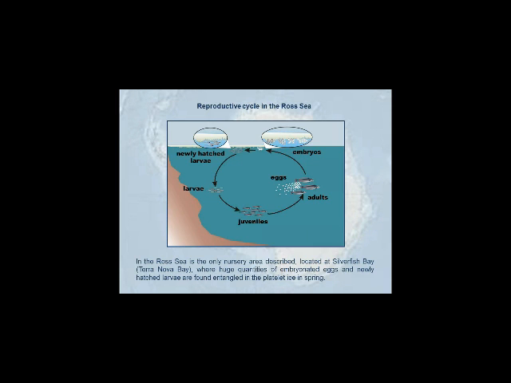The life cycle of the Antarctic silverfish is characterized by ontogenetic shift in vertical and spatial distribution. Adults are mostly distributed in mid-level water, while eggs and young larval stages are an important part of the cryopelagic community. Actually, the Ross Sea is the only nursery area described.